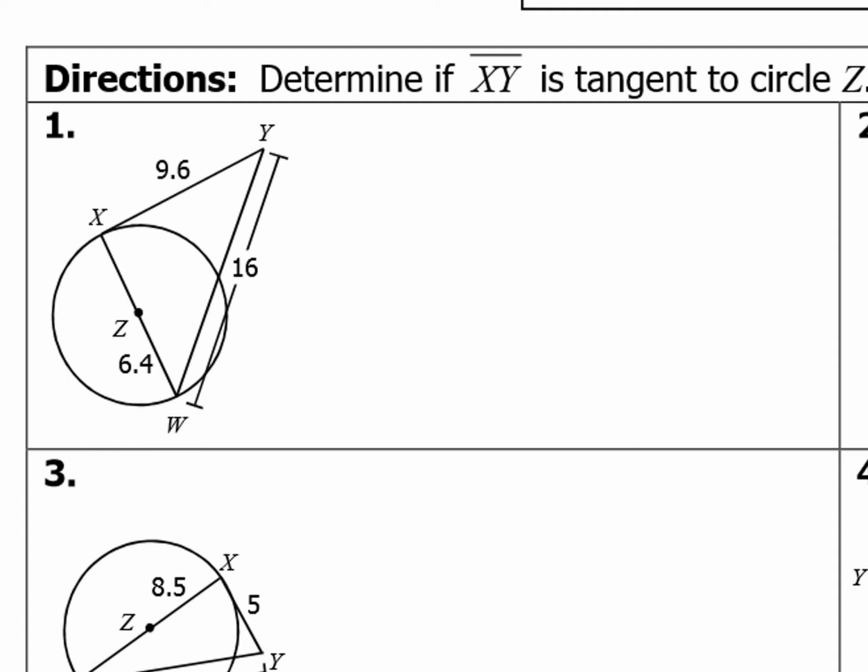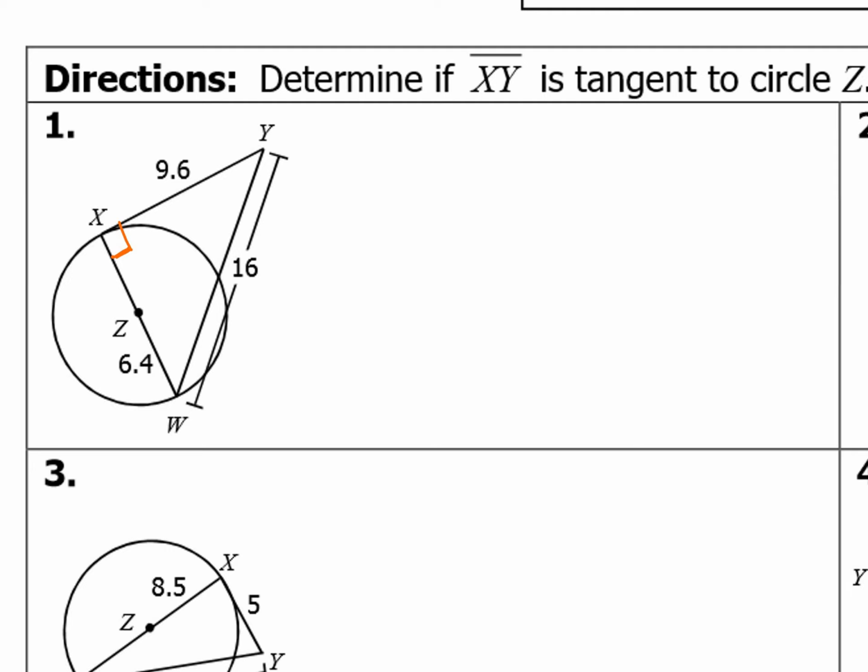All right, here we are with homework number 5, talking about tangent lines. What we learned is that if a line is tangent, its radius will have a perpendicular relationship to the tangent line. So this angle would have to be perpendicular if XY is tangent.